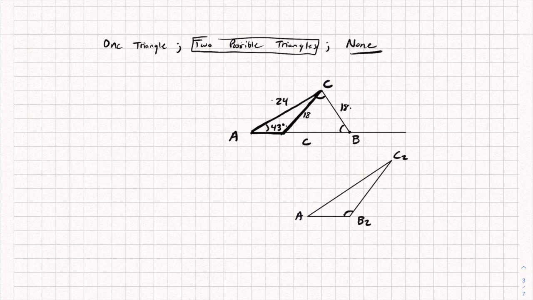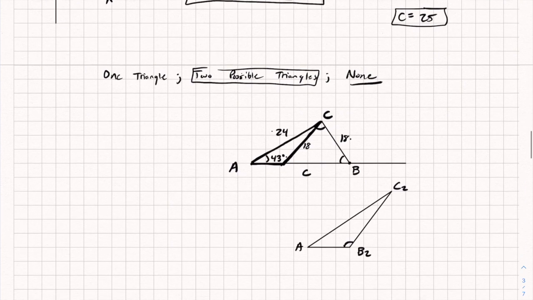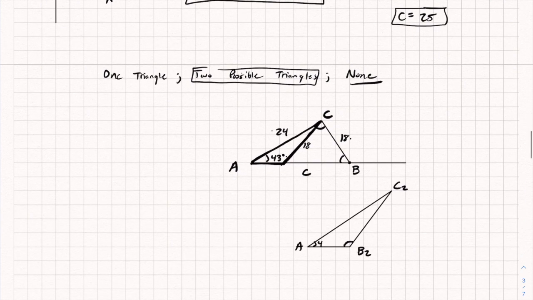Notice how B now is greater than 90 degrees. It's creating an obtuse angle. And remember that the second possible angle can be in quadrant 2, which is greater than 90 degrees. Angle A, again, was 43. Side B was 24. That piece was fixed. And side A here is 18. Well, how do we figure out what this other possible answer is?